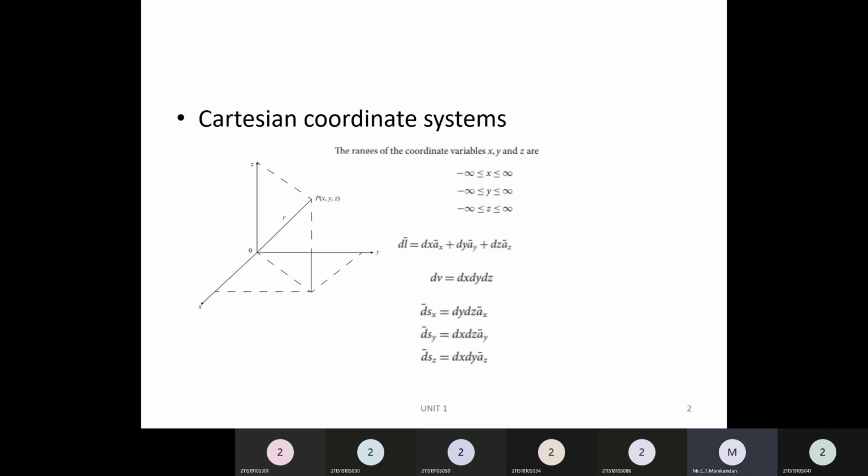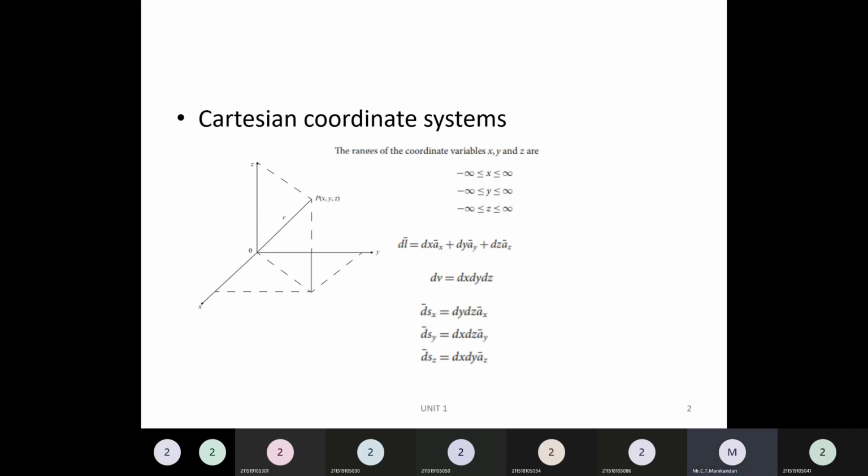Okay, so if you remember dl, from that you can get dv. If you know dl correctly, for example dl here is dx ax plus dy ay plus dz az. So dv is nothing but the product of the coefficients of ax, ay and az. That's all. So you will have dv equal to dx dy dz.